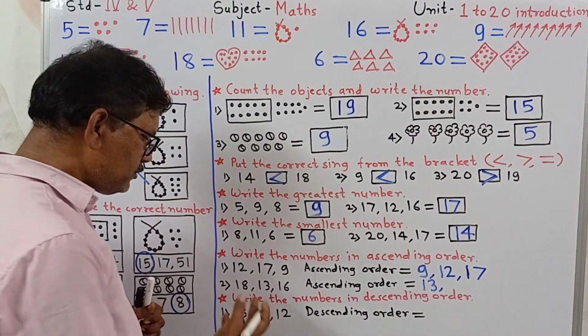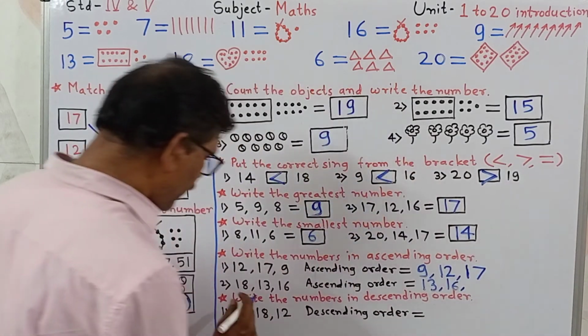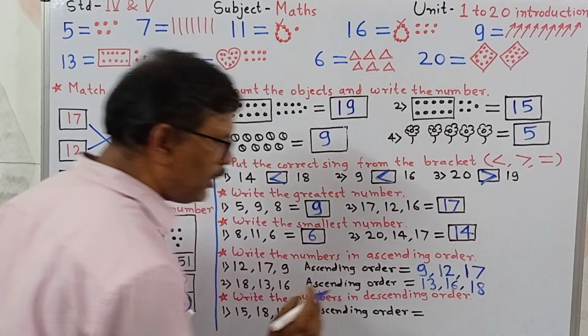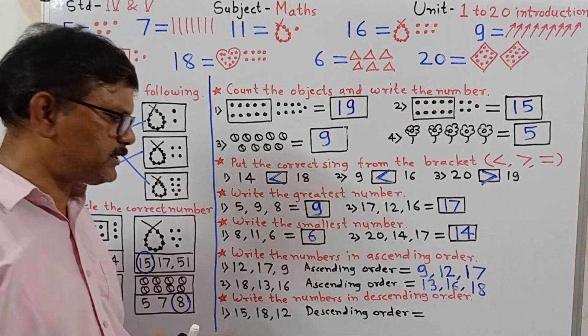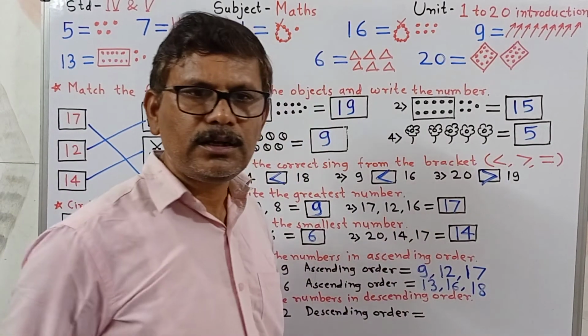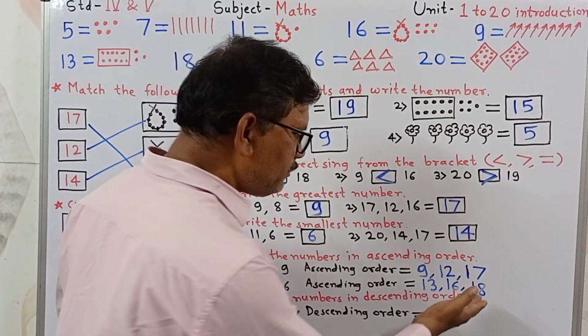18 is greatest. So write 16. Then write the greatest number last. 18. 13, 16, 18. So 1, 2, 3, 4, 5, 6, 7, 8, 9, 10, 11, 12, 13. First came 13. 14, 15, 16, 17, 18.